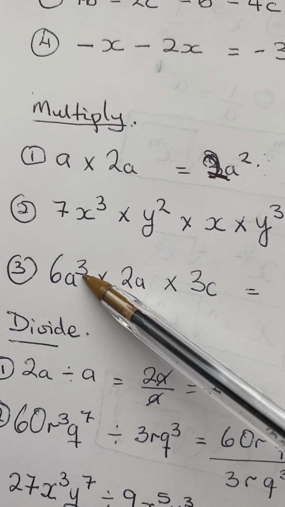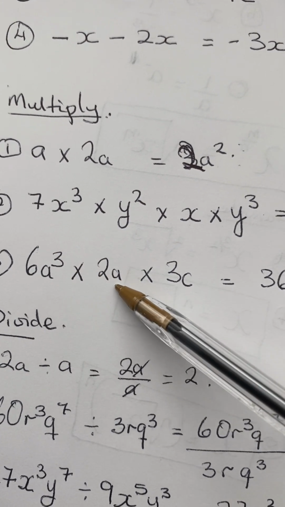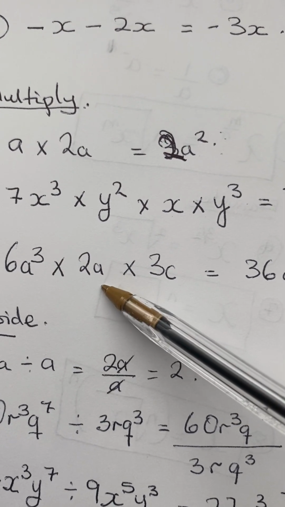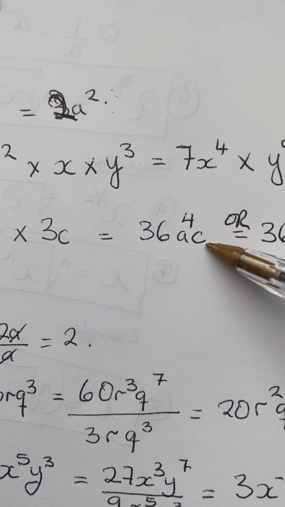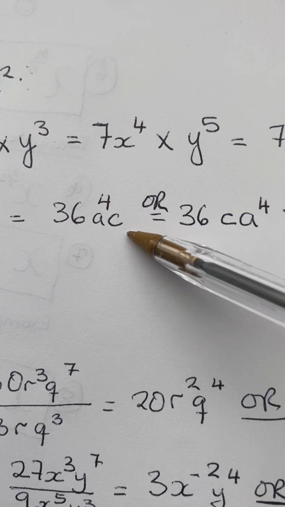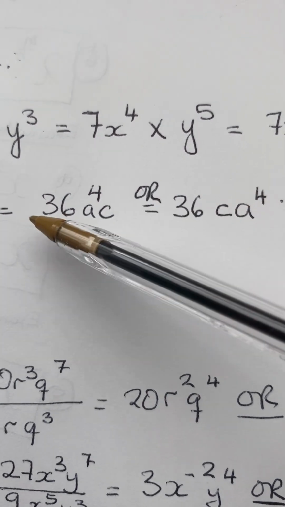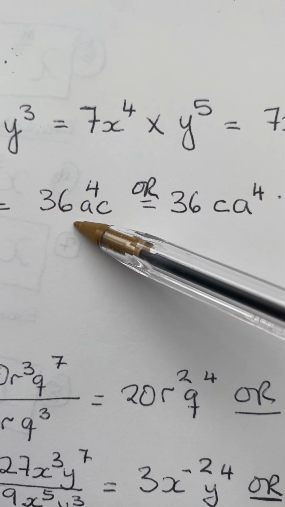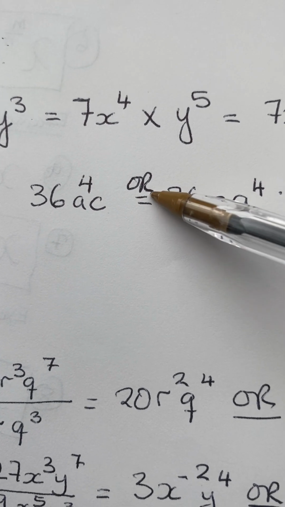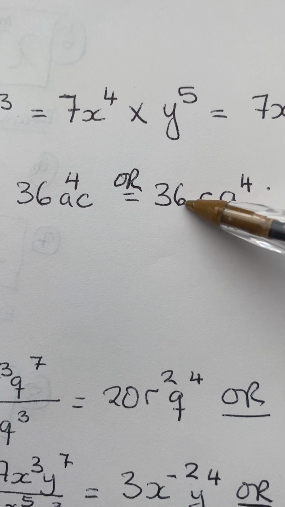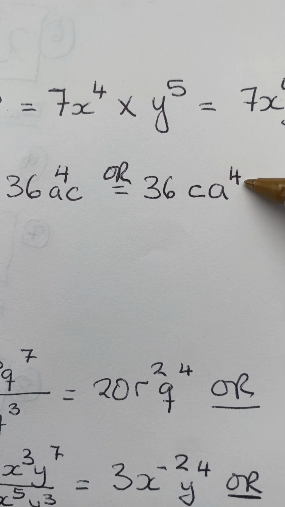But here we have a^3. So a^3 times a will be a^4. So a^4c. So here too, you can write this. The answer can be 36a^4c or 36ca^4.